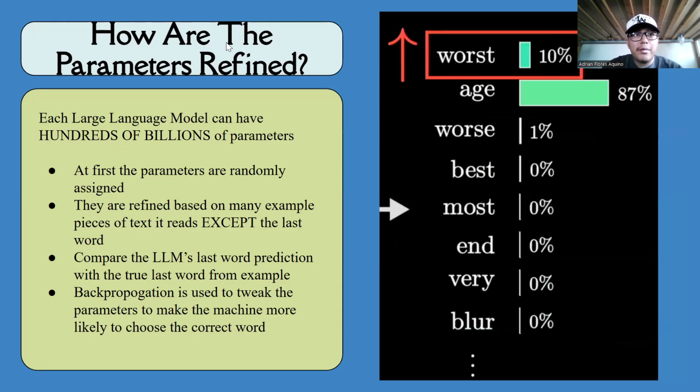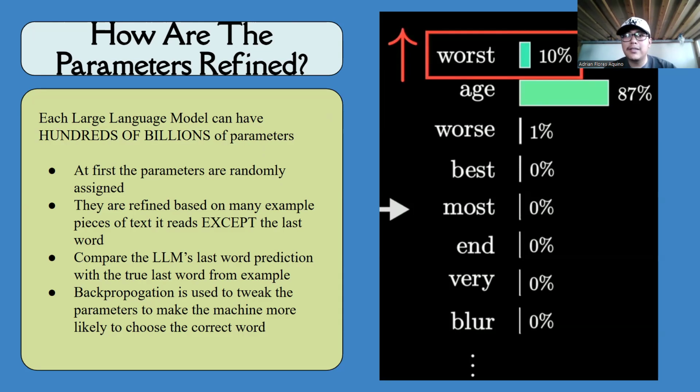And let's talk about how the parameters are actually refined. Each language model has hundreds of billions of parameters, which is a lot. And it's not manually made by humans. Instead, the algorithm is the one creating the parameters. So at first, let's say we want to train it, right? Let's say we want to make it much better. At first, the parameters are pretty much assigned randomly, right?